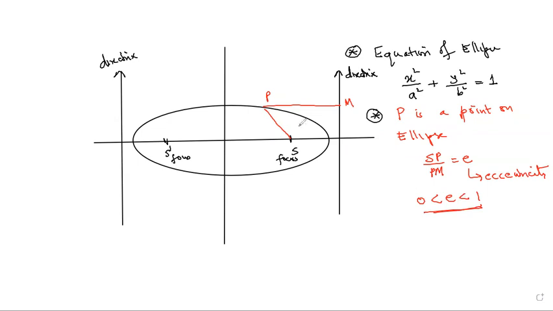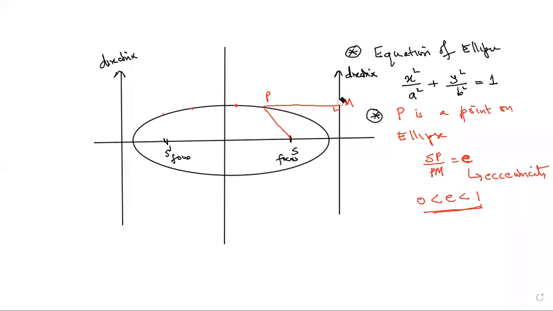So the ratio should be a constant, first of all. Do you understand what we mean by constant? If you change the point P to this point or here, anywhere on this ellipse, this ratio will be a fixed number. That ratio doesn't change. And if that ratio is between 0 and 1, it is an ellipse. If it is more than 1, it is a hyperbola. Is it okay?